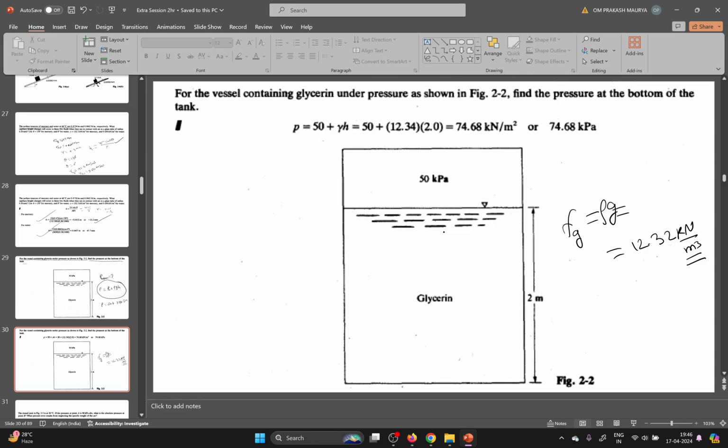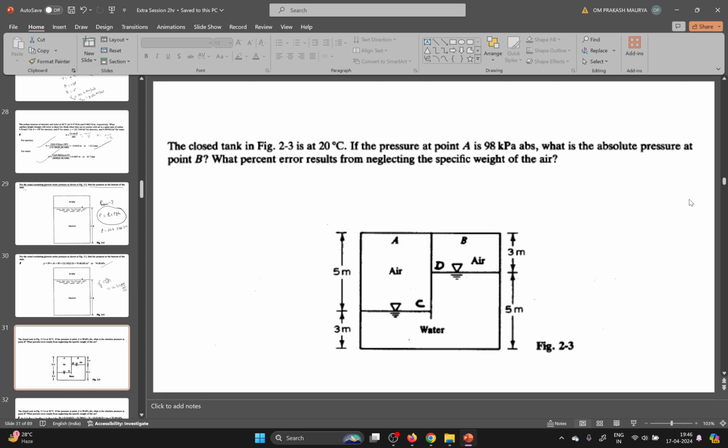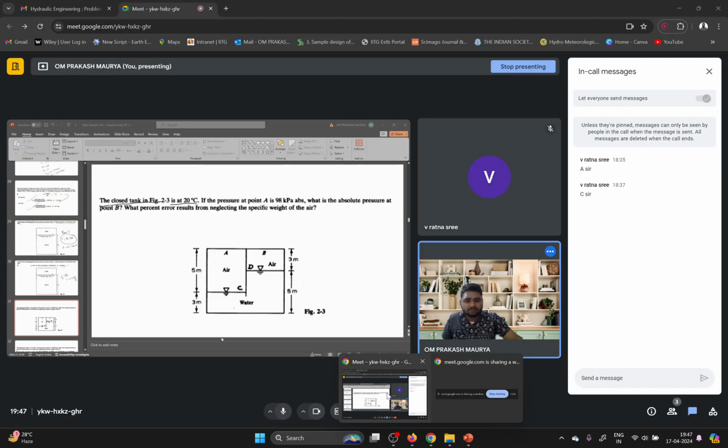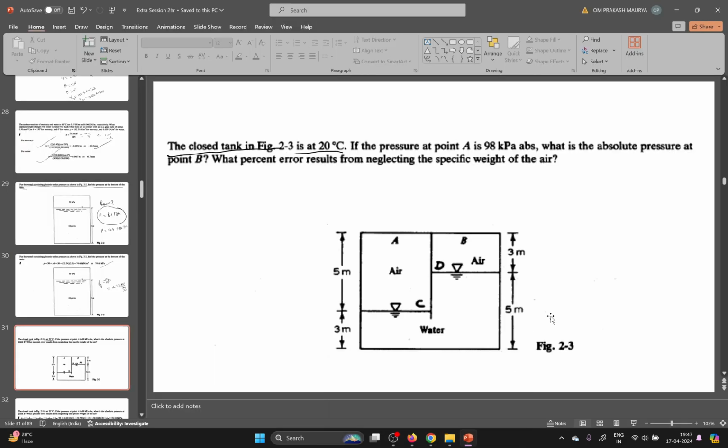So where you can calculate easily. Now moving ahead to the next question: a closed tank in figure 2.3 at 20 degrees Celsius. Let me put it in the full view mode. Okay, you are not able to see.